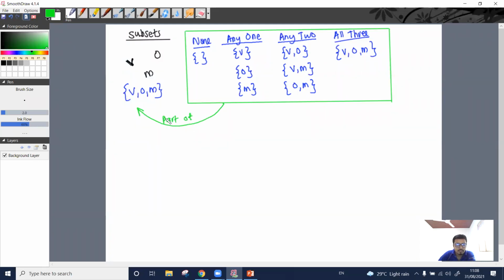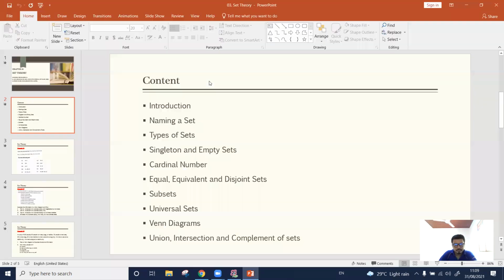Right? This "part of" in maths we call what? Subsets. Upakulaka. V is a subset of this given set. O is a subset of this given set. M is a subset of this given set. This one is a subset of this given set. Subsets, right? Part of.